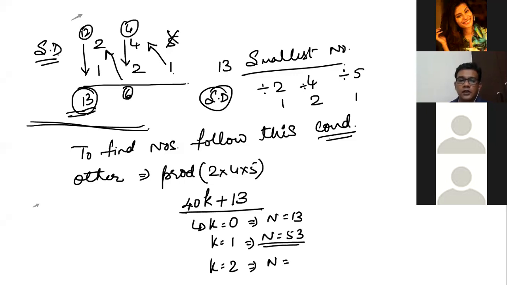2 into 40 is 80. 80 plus 13 is 93. So look at this difference here. Every time it is increasing by 40 because every time I have to increase this k value.